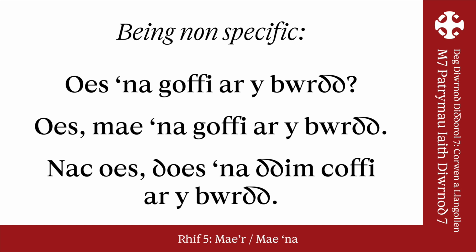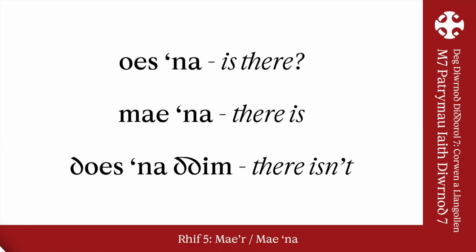Being non-specific, you are not talking about a specific item. Is there coffee on the table? Oes na goffi ar y bwrdd? Oes, mae na goffi ar y bwrdd. Nac oes, does na ddim coffi ar y bwrdd. This example is not specific. Oes na. Is there? Mae na. There is. Does na ddim. There isn't. The na causes a mutation in the following word.